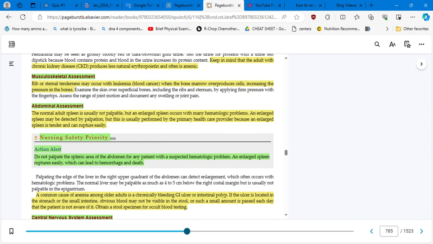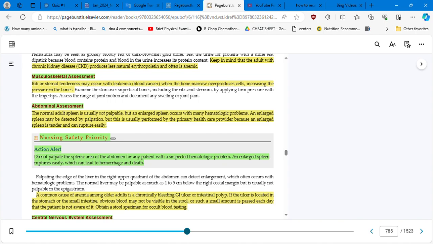Musculoskeletal assessment: rib or sternal tenderness may occur with anemia or blood cancer, when the bone marrow produces cells, increasing the pressure in the bones. So yes, we spoke about that: the flat bones, the sternum, the iliac crest, and the long bones are the ones producing these cells. And in leukemia, it's very common to see patients complaining of flank pain, right? Because of the rib pain. It's very sad. And you give them analgesics and nothing seems to work with that type of pain.